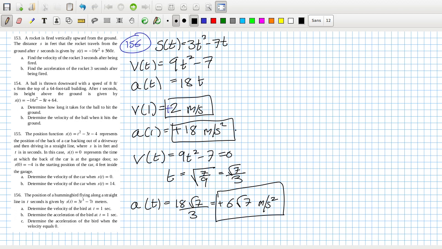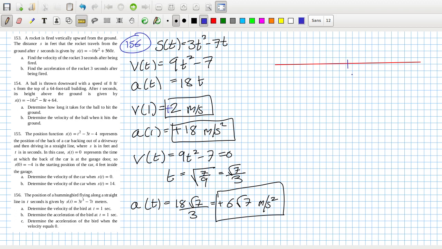Velocity after 1 second, acceleration at 1 second, acceleration when the velocity is 0. Yeah. 3t squared, 18. Yeah, the bird's just getting... it's kind of interesting that the bird, its position is kind of doing something interesting.